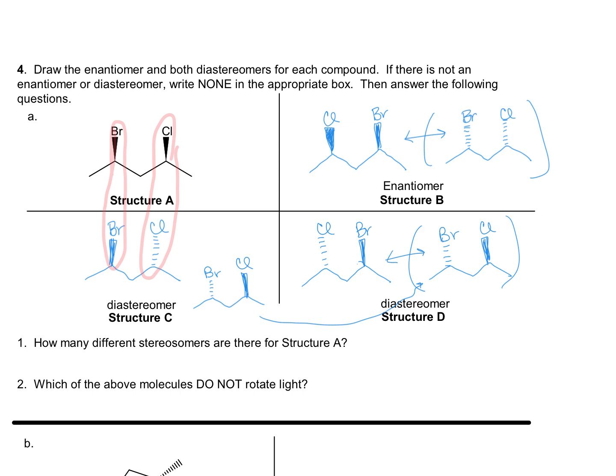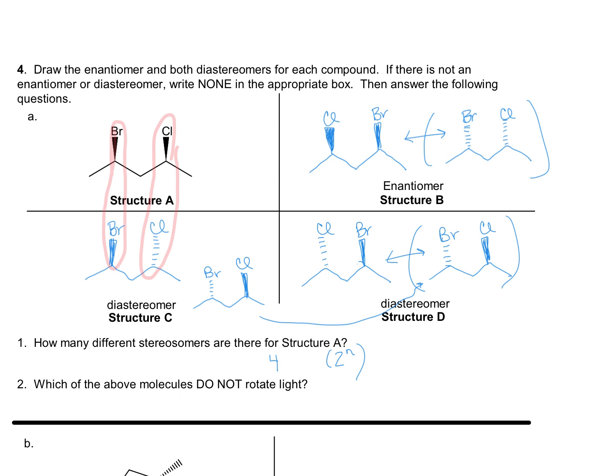So all I really want you to do is be able to draw all the stereoisomers that there are for a molecule. So it asks, how many different stereoisomers are there? As long as there's no meso compounds, you're always going to have 4 if there's 2 chiral centers. Remember that formula is 2 to the n, where n is the number of chiral centers. And so again, none of these are meso because there's no plane of symmetry.